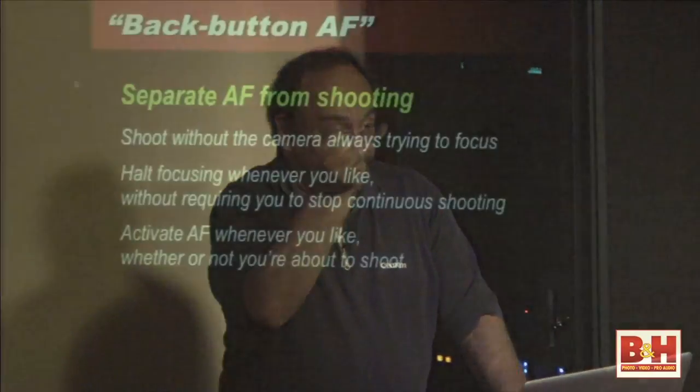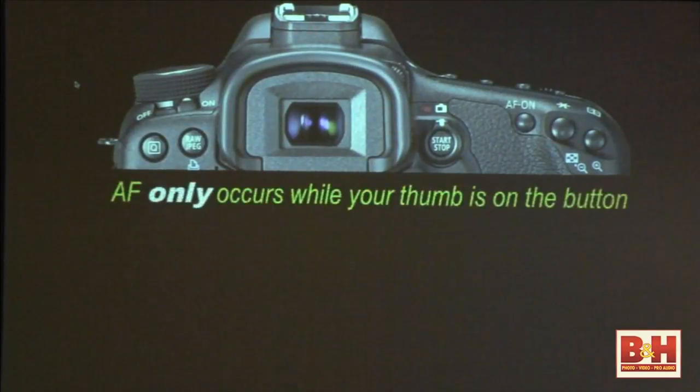Suppose I need to take a whole set of pictures. Suppose I want to go to my quick control dial and adjust my exposure compensation or whatever while I'm holding my finger halfway down on the shutter button. Easier said than done. You can halt the focus anytime you want and keep right on shooting. And also you can activate autofocus anytime you want by just pressing the back button.